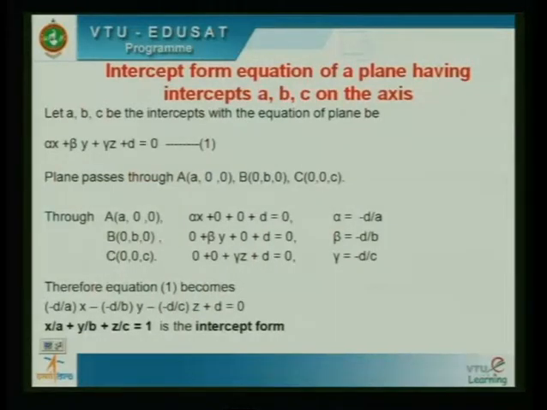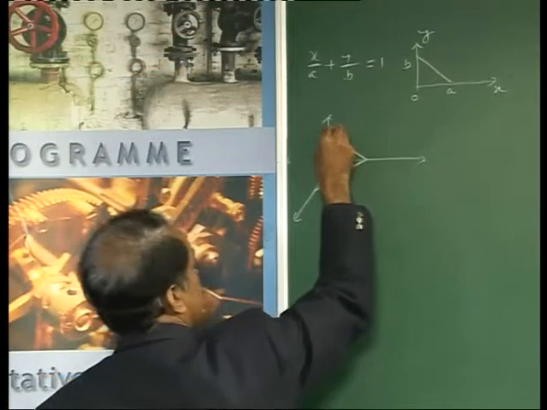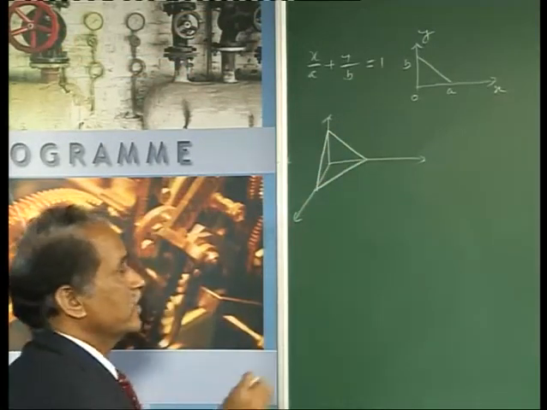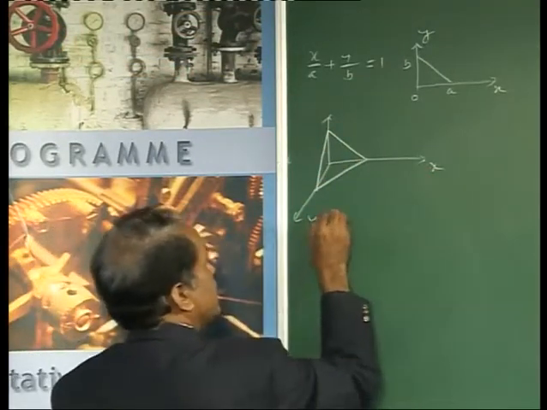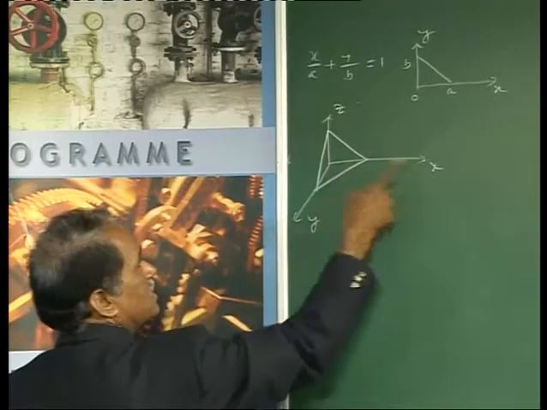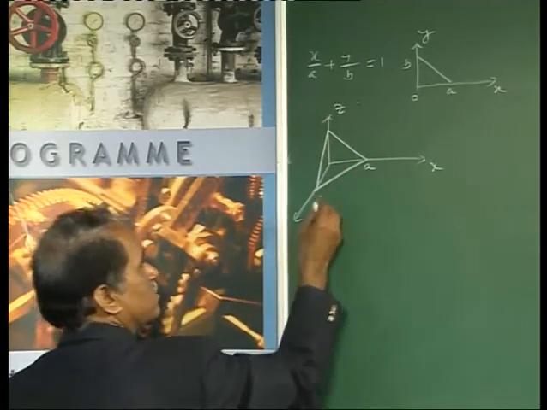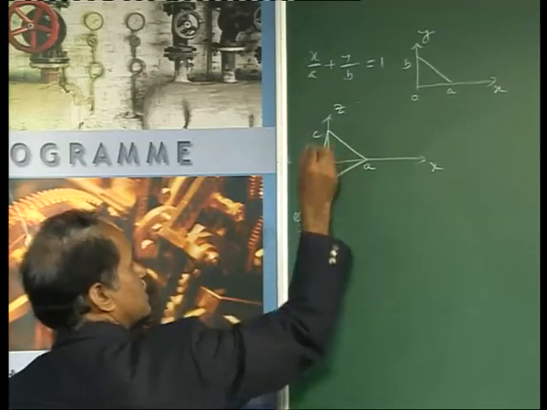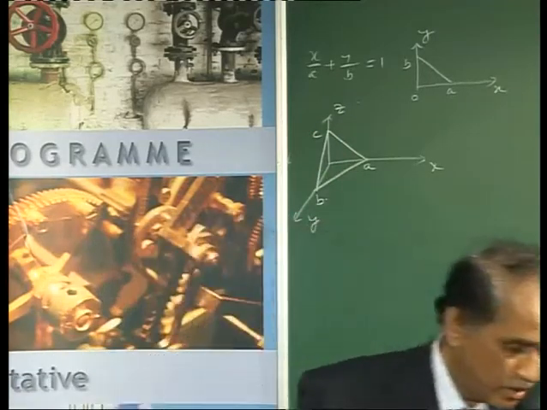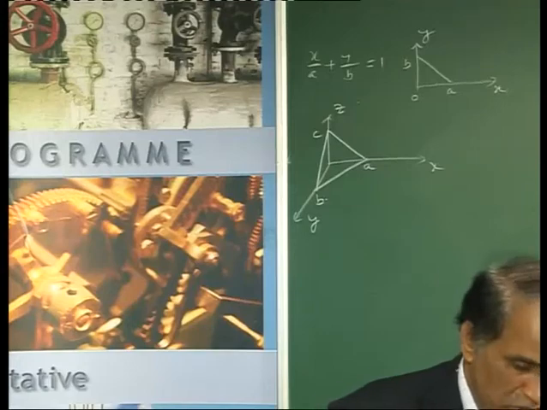Easily you can extend the idea from two dimensional to three dimensional. This is one cutting, this is another cutting, and this is one more cutting. If this is the x axis, this is the y axis, and this is the z axis, on the x axis it is a units, on the y axis it is b units, on the z axis it is c units. How can I make the comparison?